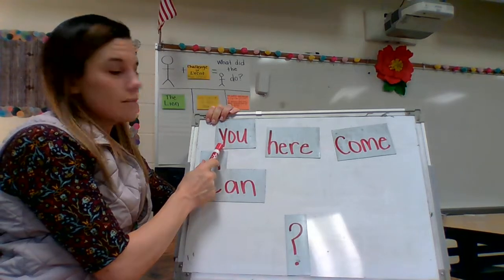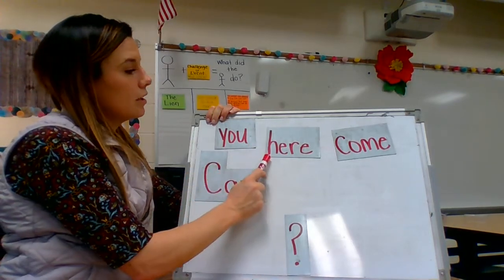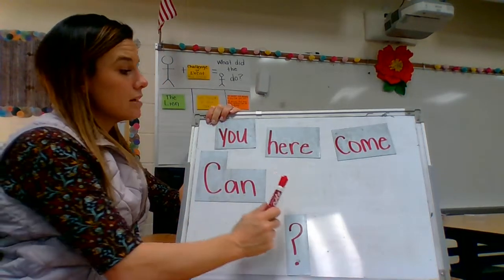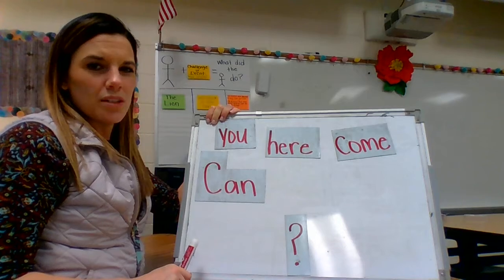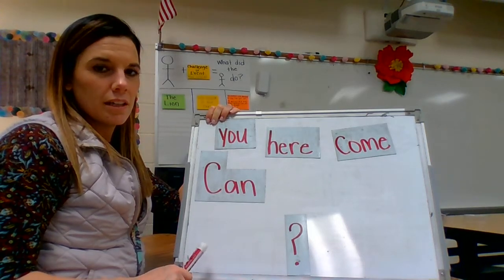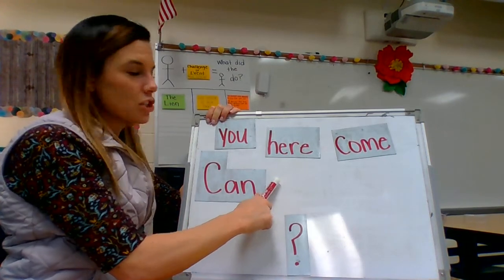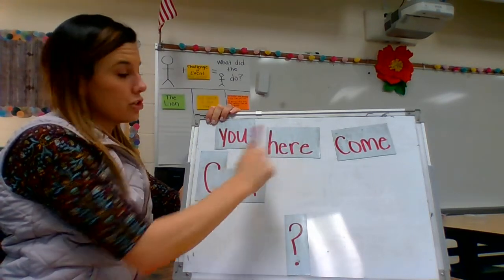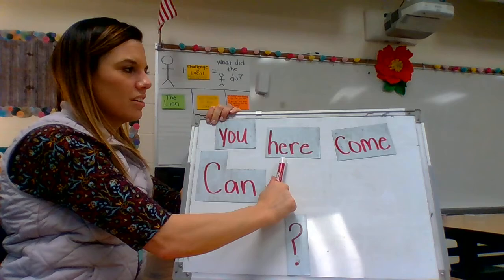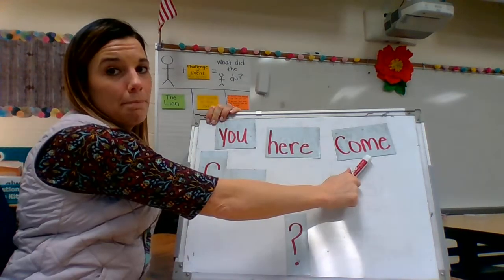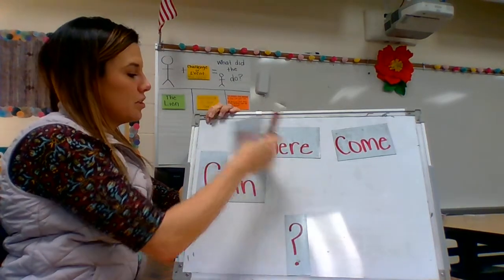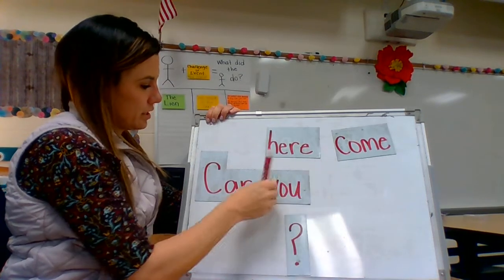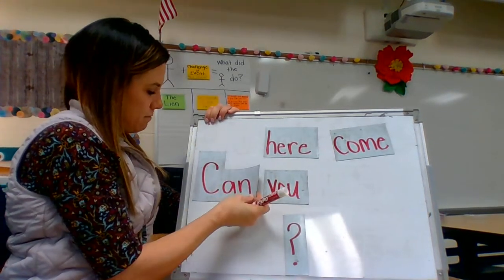Let's figure out the rest of these words. We have you, here, and come. Can, what word do you think is going to come next? Can, let's try this word. Can you? That does sound good. Let's try the other two first. Can here, can come. No, so can you is our best. I wonder if I put these together, I might be able to fit them.